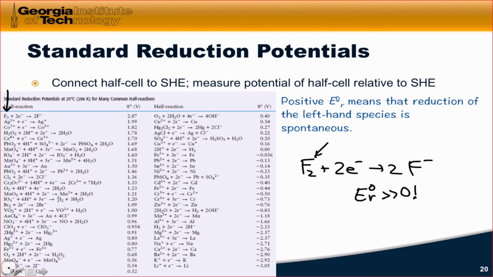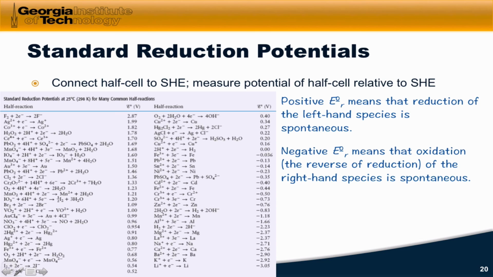Well, fluorine is a very electronegative element. It wants to accept electrons. And if we think of the process of reduction as accepting electrons, which at the deepest level it really is, then it makes sense that this should be pretty spontaneous relative to, say, the reduction of H+. F2 really wants to accept electrons, and it does so spontaneously when those electrons are donated from a molecule of H2. Negative reduction potential means the opposite. Oxidation of the right-hand species is spontaneous.